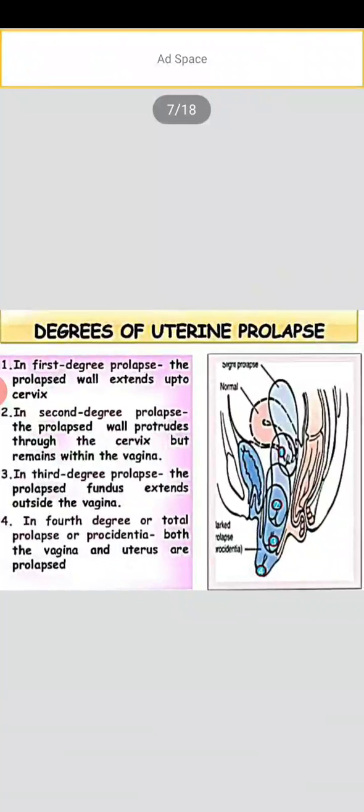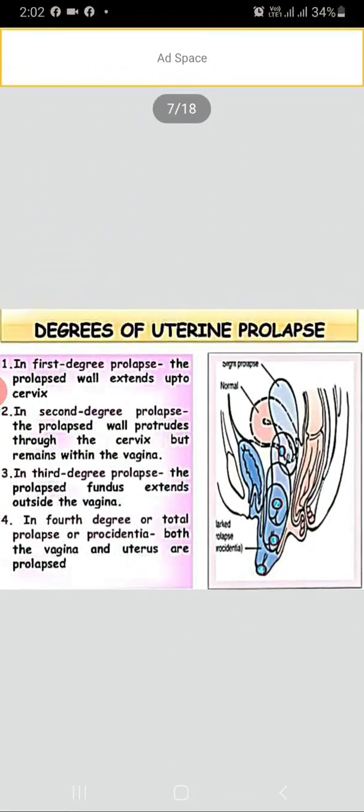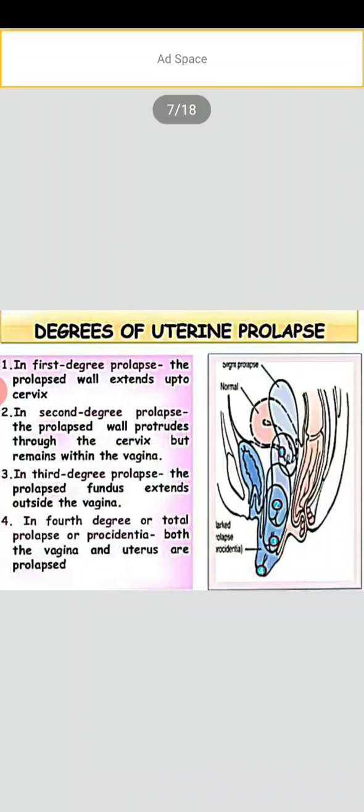Another name is also displacement. If a question asks about displacement of the uterus, that is uterine prolapse, procidentia also. If procidentia is asked, you should write the same answer. What is procidentia? You can write it is the fourth degree. There are mainly 4 degrees of prolapse. The fourth degree of uterine prolapse is called procidentia, in which both the vagina and the uterus are prolapsed. Then clinical features.